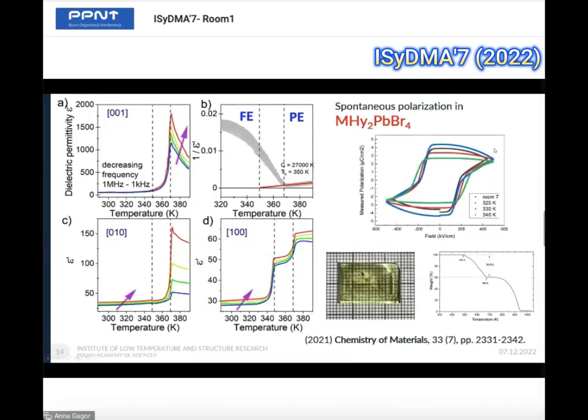Here is the dielectric response of these materials measured in different directions. You can see here also the hysteresis loop and the material itself. So we can produce from normal wet chemistry nice single crystals which are stable up to around 500 K.